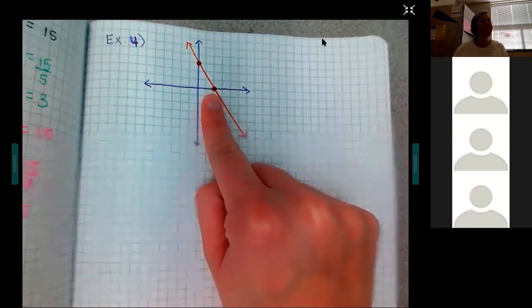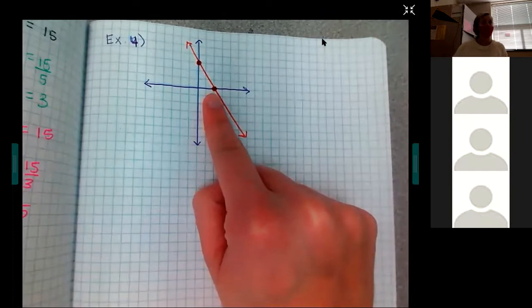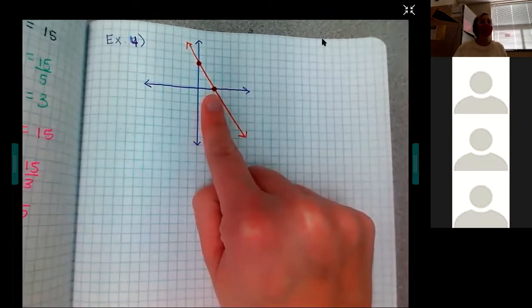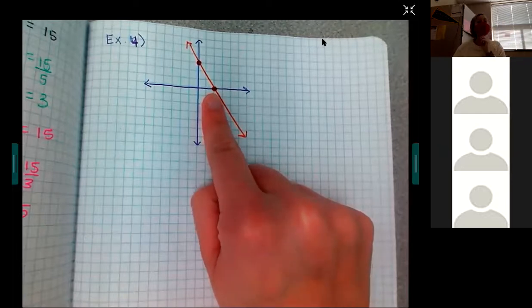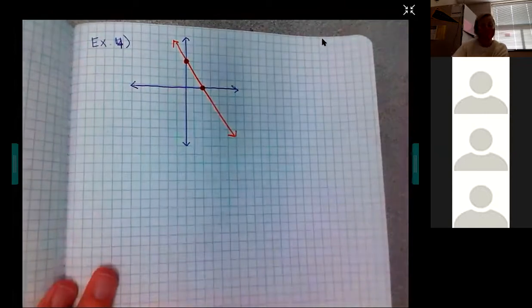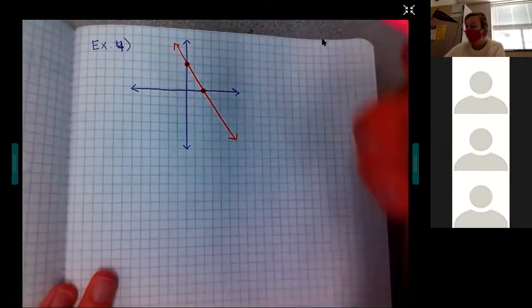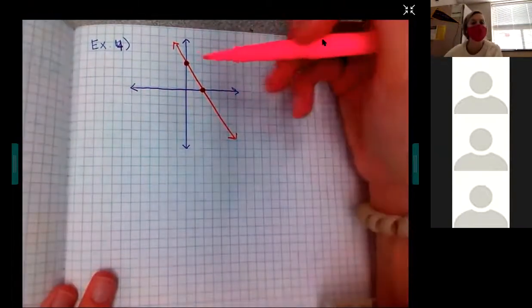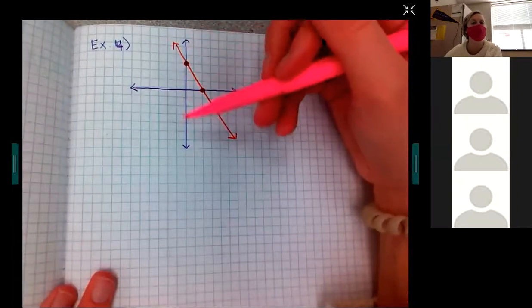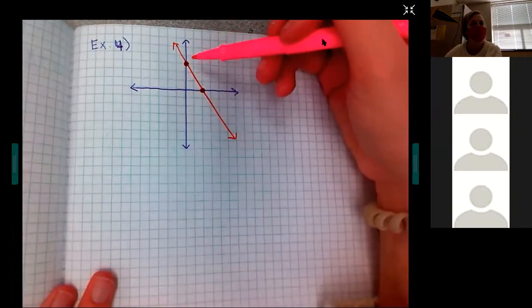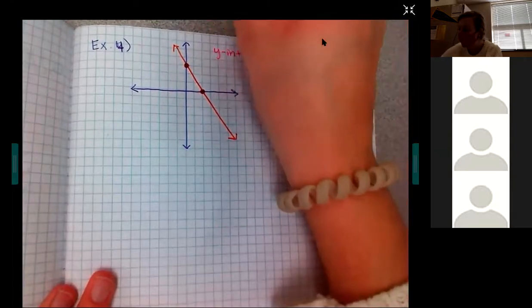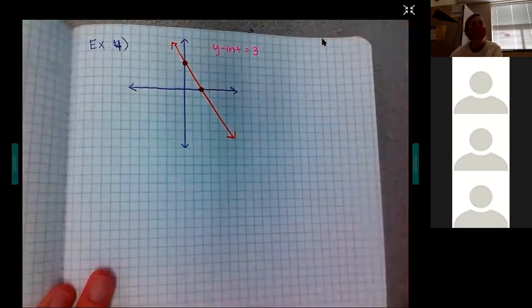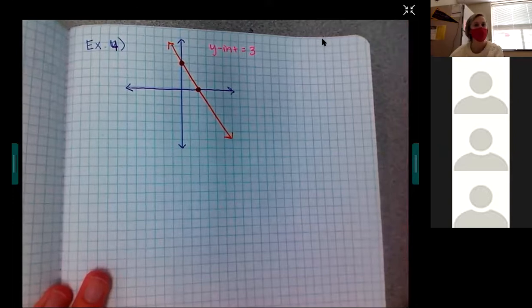A y-intercept is where the graph touches what? The y-axis, which is which axis? The horizontal or the vertical? Good. The y-axis is the vertical one. So does everybody agree? What's the y-intercept? Where does this graph touch the y-axis? At 3. Good. Does everybody agree the y-intercept is 3? All right. I'm going to write that down just so I don't forget when I write my equation later. Okay?